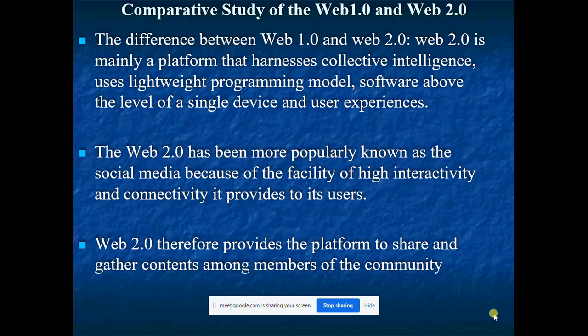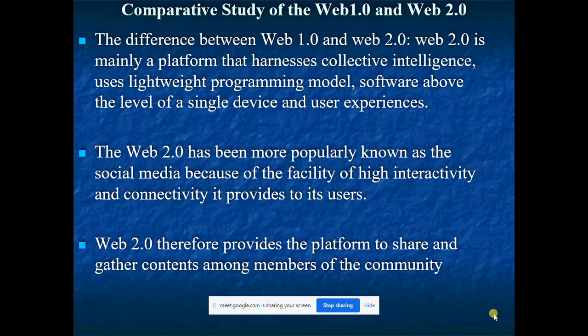Web 1.0 was the static web, where we were creating the websites and the user was viewing the websites. So that was Web 1.0, the preliminary stage, when we were only viewing or observing what is happening on the internet, but we were not there to contribute. But Web 2.0 is mainly a platform to harness collective intelligence, meaning something is projected, something is given, and we can give our own intelligence to it.